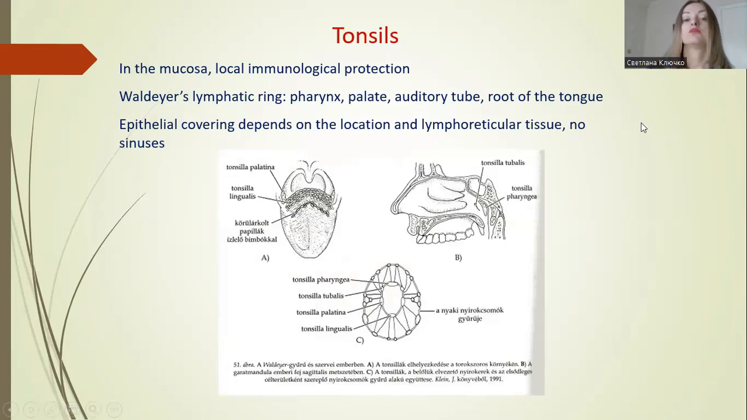A short information about tonsils. They are localized in the mucosa and provide local immunological protection. They form a lymphatic ring, which we call six tonsils: pharynx, palate, auditory tube, root of the tongue. Epithelial covering depends on the location, and lymphoreticular tissue, no sinuses.